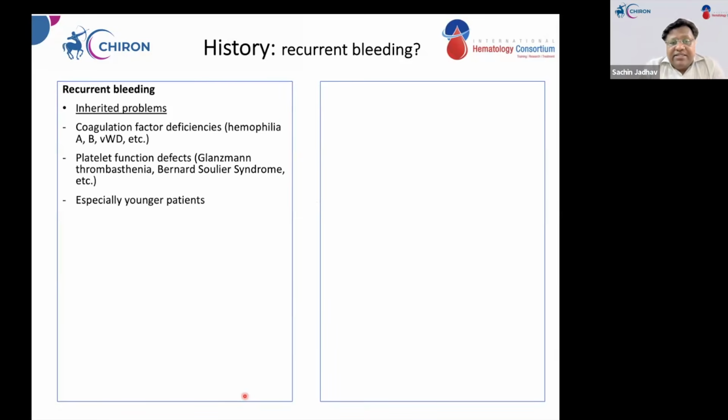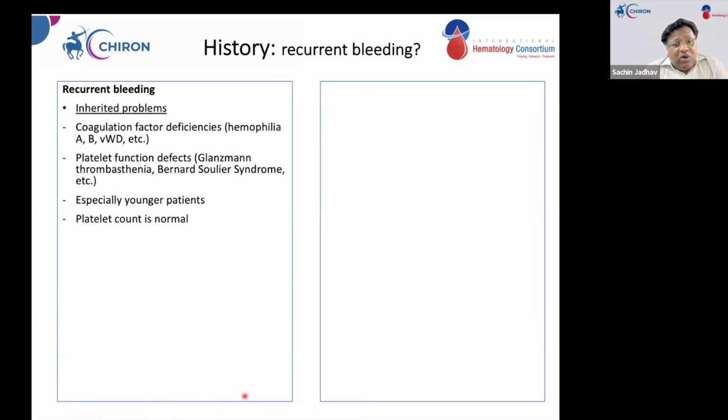Typically, severe hemophilia gets diagnosed when a child becomes a toddler and starts crawling around, starts bumping into things, and then parents say there's some bruising on the skin, or there is a joint swelling. So as the child becomes more active, or a girl achieves menarche, she will start having menorrhagia. So these are generally younger patients who have congenital problems, right?